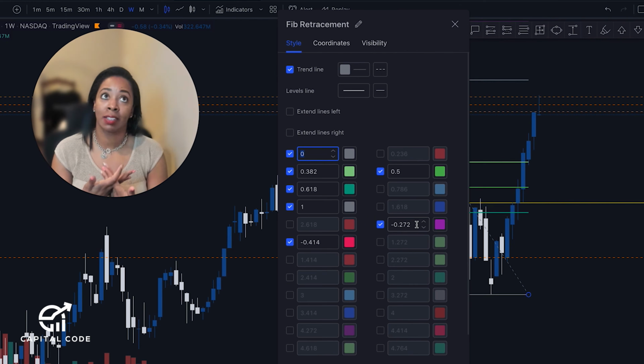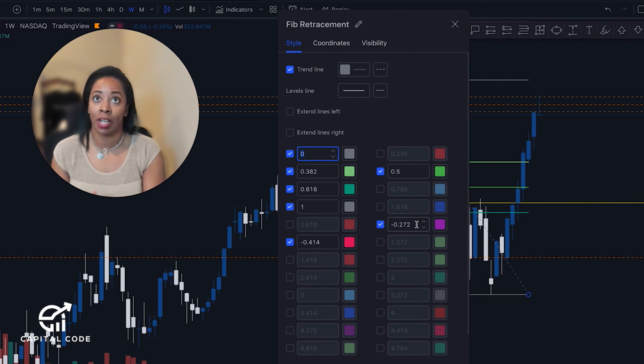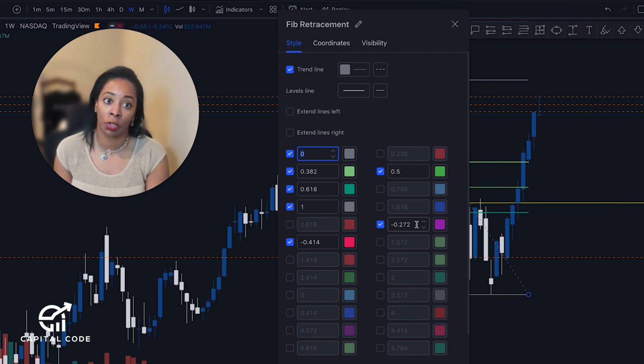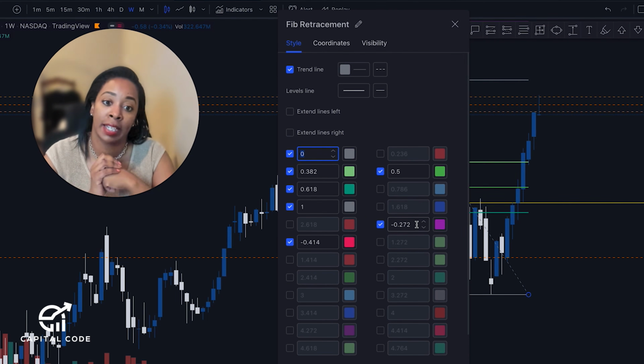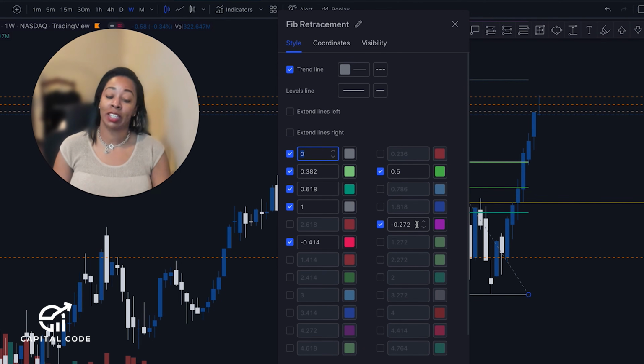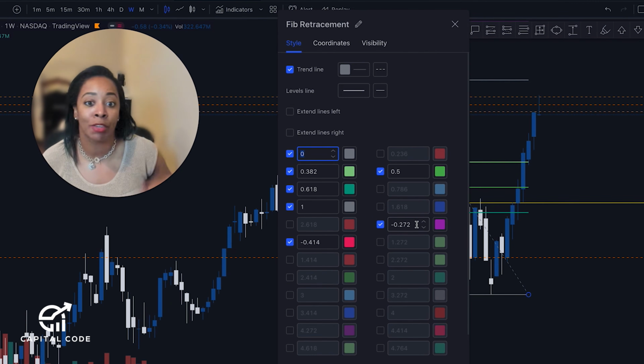So I kind of use it in conjunction at times with market structure in order to make sure that I'm not being too greedy, and the Fibonacci retracement extension levels definitely keep me in check when it comes to that. So that's how I use it. Of course, this is a tool, use it however you want.